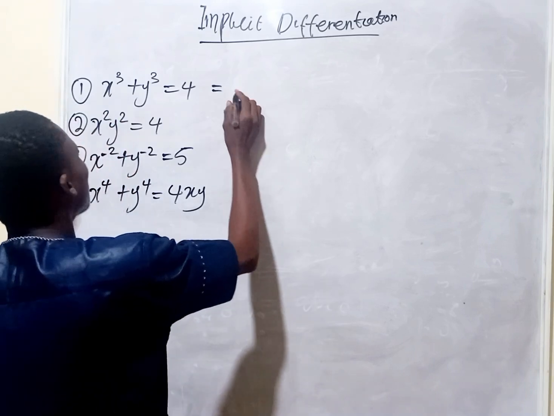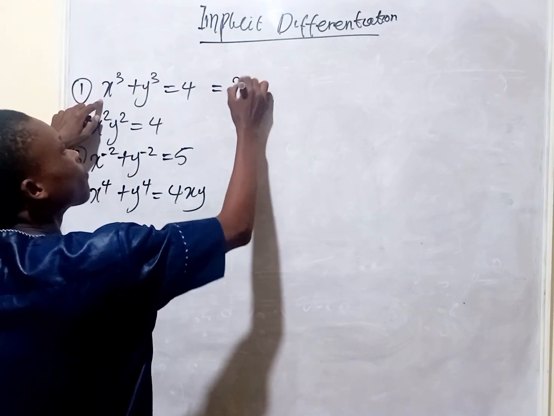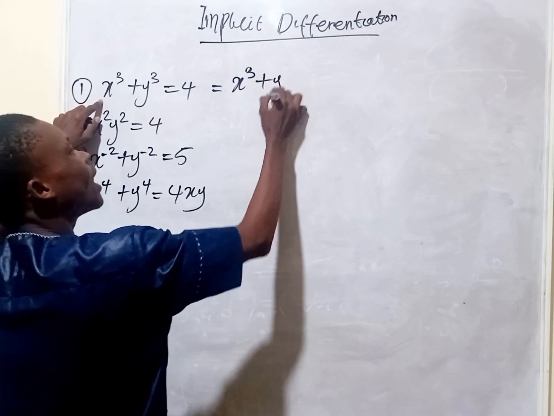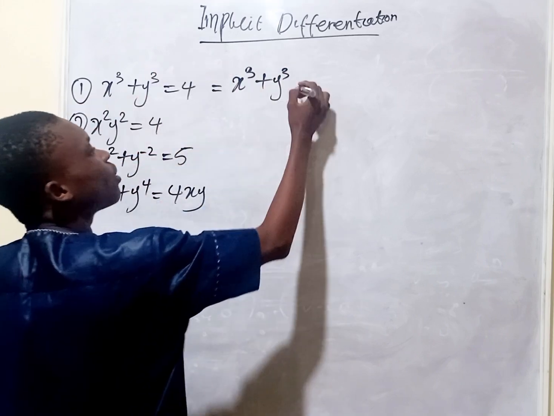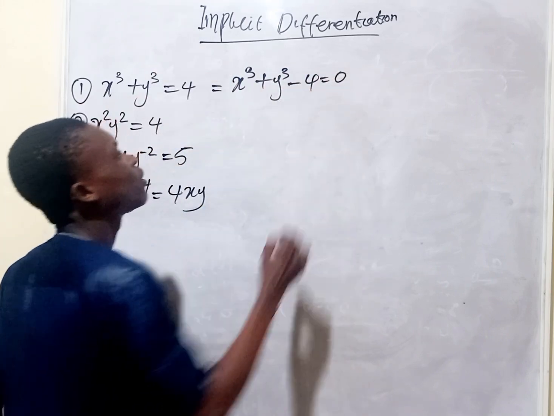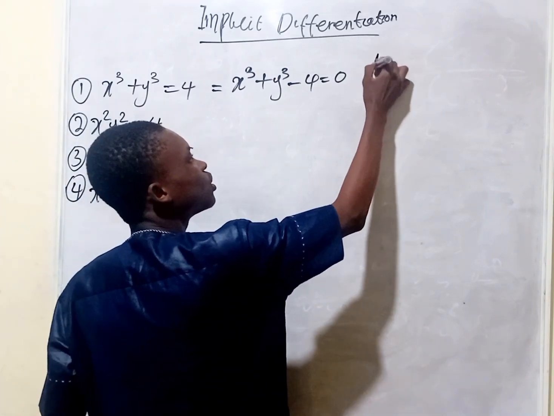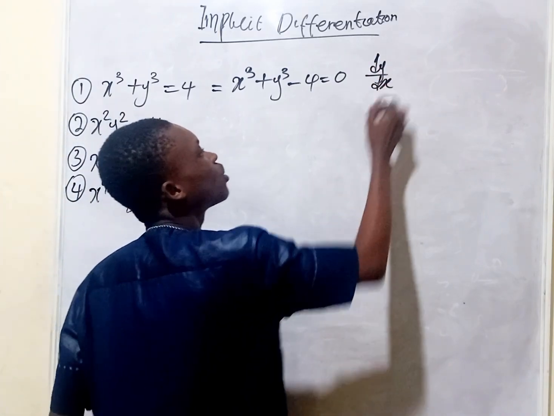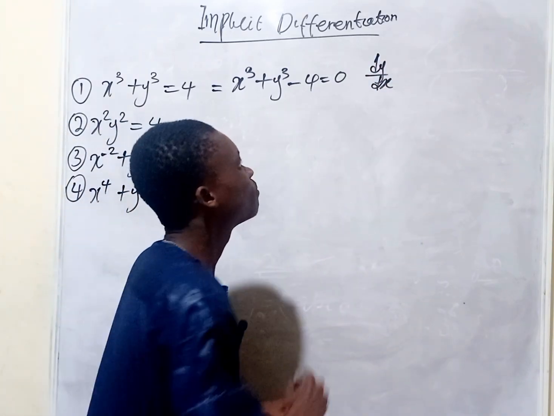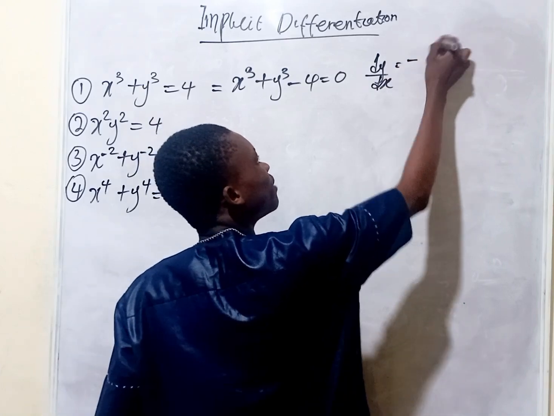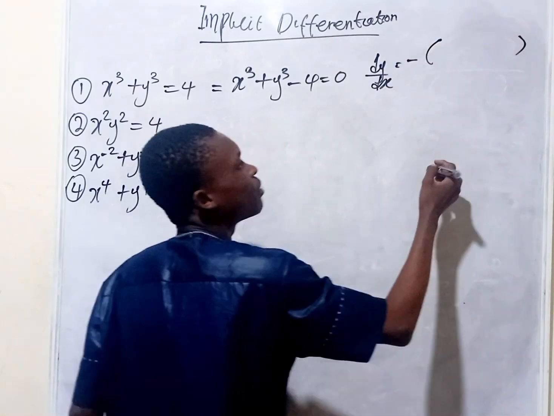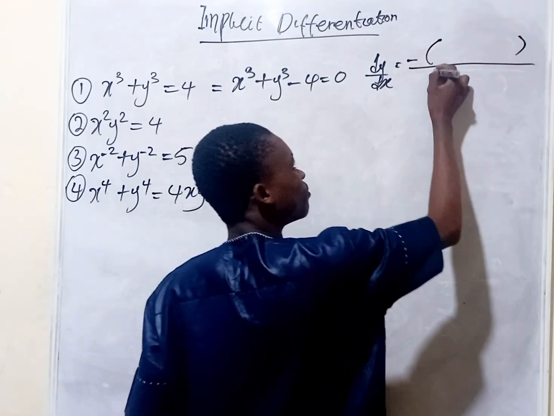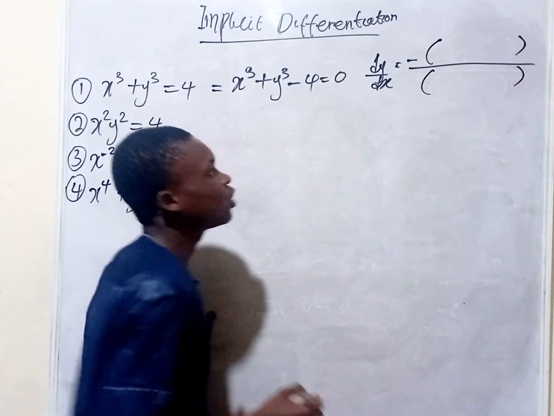All right, so first of all, rewrite this equation again. x cubed plus y cubed minus 4, and set all to be equal to 0. Now the next is to put your dy over dx, because we're asked to differentiate implicitly. So next thing, put a negative sign, put a bracket, rule a line, and put another bracket in the denominator.